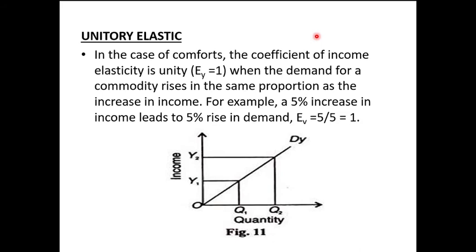So unitary elastic is the case where you can say at what rate income is changed, at the same rate the quantity demand is also changed, you can say. For example, if a 5% increase in income means 5% increase in quantity demand, so 5/5 is 1. So that is equal to 1.